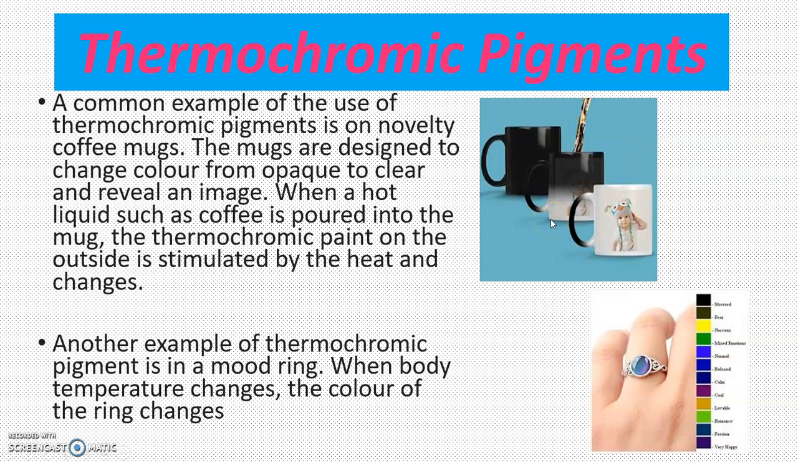Another common example of the use of thermochromic pigments is on novelty mugs. As I said at the start, it's thermochromic paint, and basically it's just a layer over it. You can't put these mugs in the washing machine or the microwave because the layer of thermochromic pigment will come off due to the amount of heat being added to it. When a hot liquid such as coffee is poured into the mug, the thermochromic paint on the outside is stimulated by the heat changes. Another good example is mood rings.